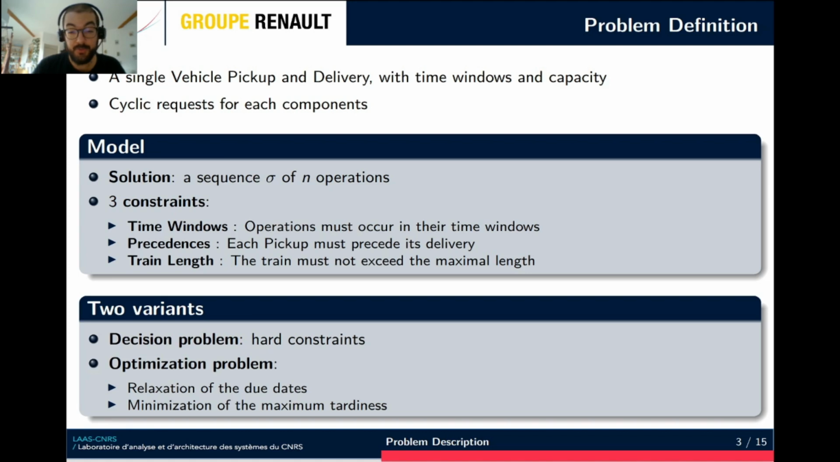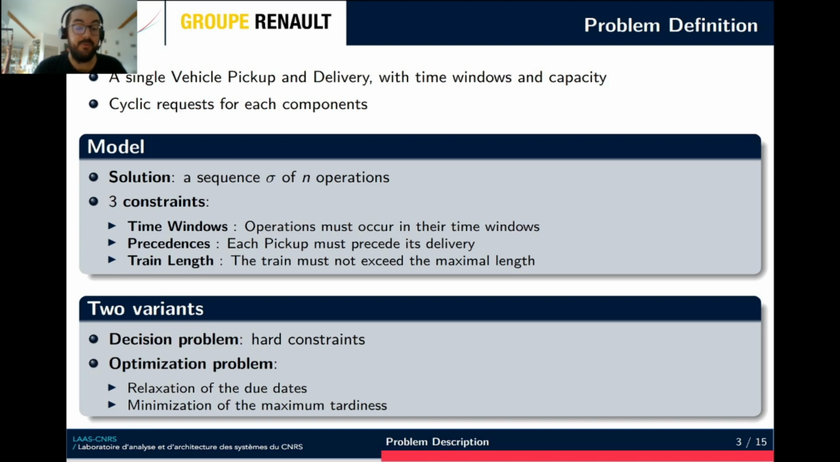A representation of a solution for this problem is a sequence of the n operations. An operation is either a pickup or a delivery. And this sequence must respect three constraints. The operations must occur in their time windows. Each pickup must precede its delivery, and the constraint on the train must be respected.